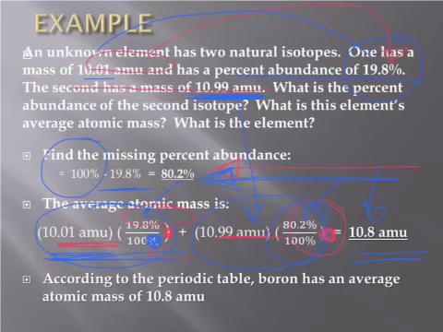Now, which element is this? According to the periodic table, if I look at my elements, 10.8 matches the mass of boron. So look at the mass and see who's got a mass of 10.8. There you go.